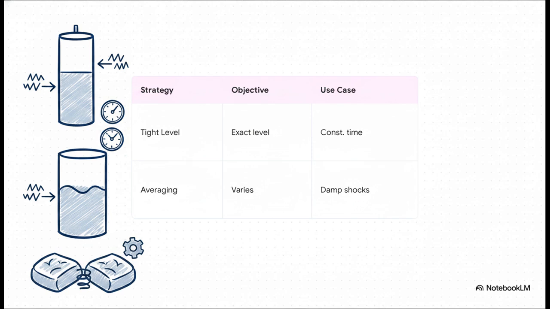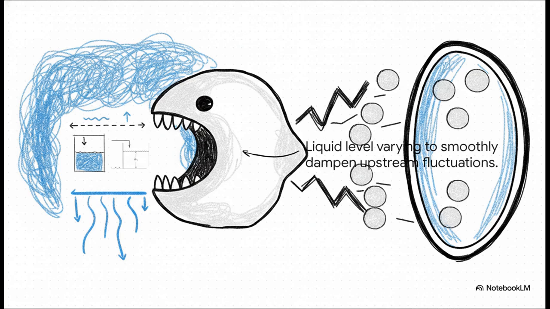Averaging control, on the other hand, intentionally lets the liquid level rise and fall. It acts as a buffer, damping out those upstream disturbances and smoothly protecting the downstream equipment. And that is what builds such a brilliant defense against the snowball effect. By purposely letting the tank's liquid level fluctuate up and down, as long as it stays within safe high and low limits, of course, the exit flow rate only has to change very gradually. The tank literally swallows the disturbance. It completely isolates the rest of the plant from that dangerous snowball cascade.